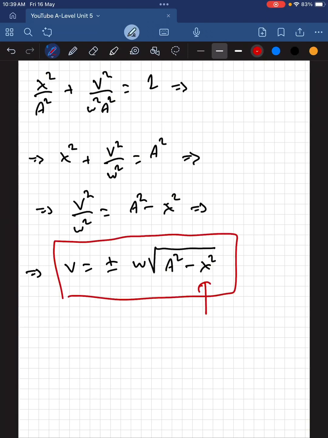So if you know the displacement at some random location x, you can plug into this formula, and if you know omega and a, you can find the velocity. Okay. And for the sign plus or minus, you need to know about the graph. You need to know the graph. Also, last thing before I stop this video, and there will be a second video discussing energy in simple harmonic motion and damping and stuff like that.